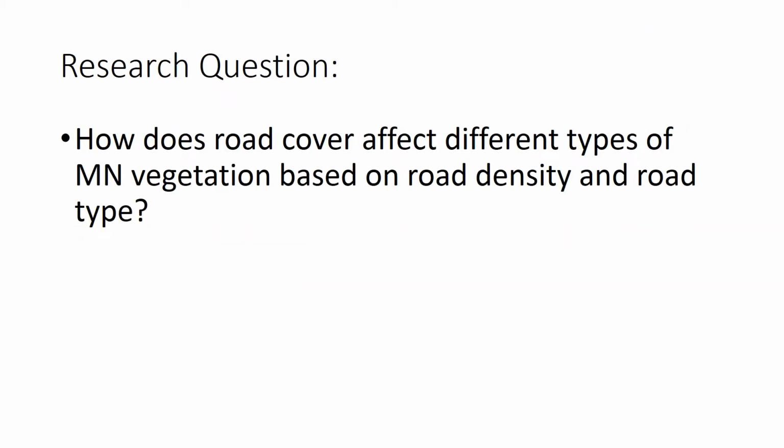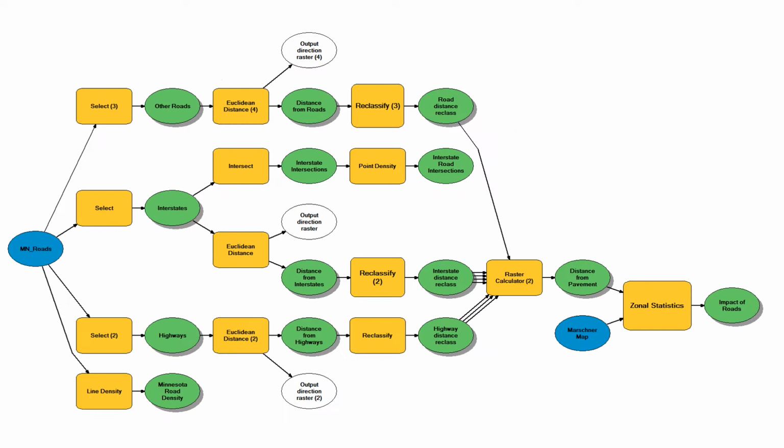Based on my findings from the previous readings, my research question is, how does road cover affect different types of Minnesota vegetation based on road density and road type? I will use this model to answer my research question. I will be looking at interstates, highways, and all other roads within Minnesota. Also, I will look at Minnesota's road density.